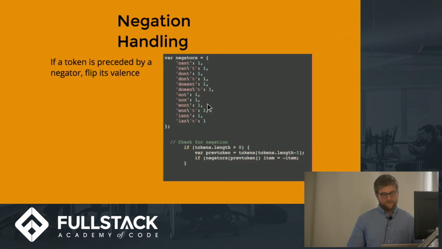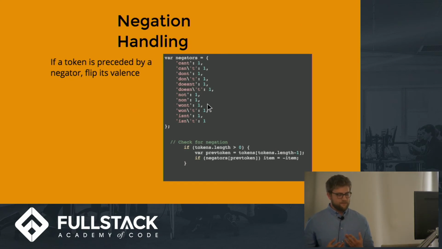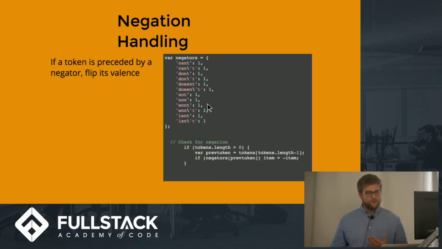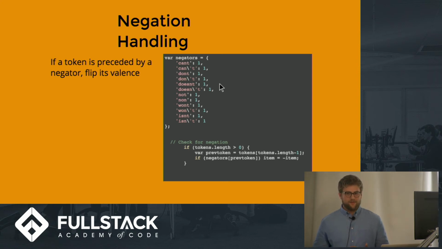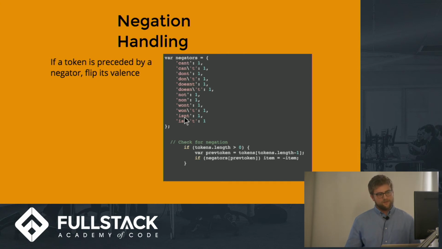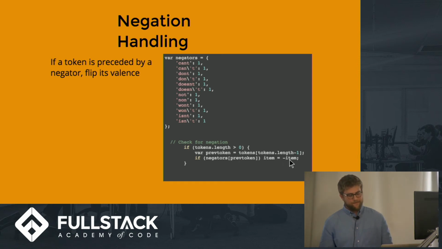After tokenization, you're going to want to do some negation handling. It's not so simple as just taking a word and, if it appears, applying that valence to the score, because there might be a negator preceding it. You might describe a product, you know, I don't hate this. So we take into account whether or not the word is preceded by a negator, and if that's the case, you flip the valence.